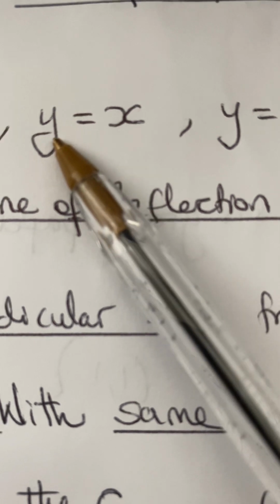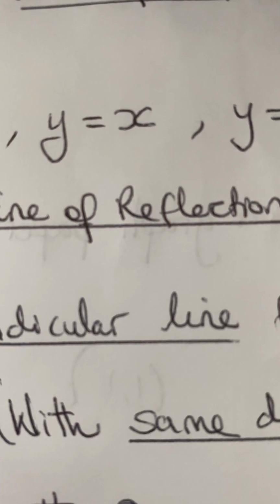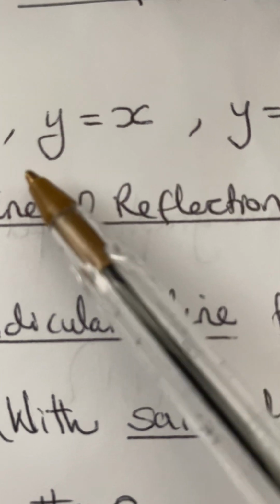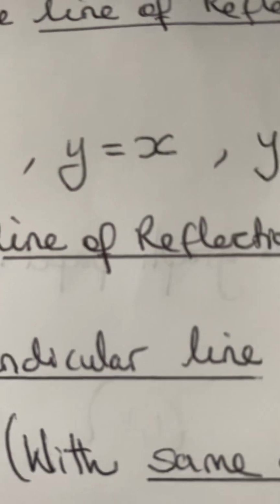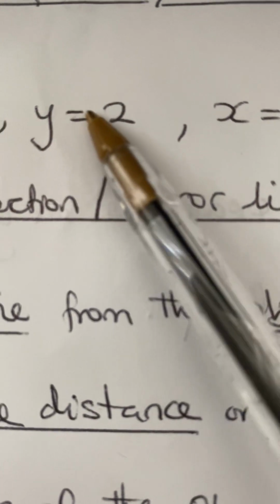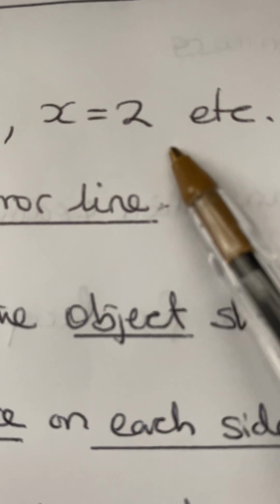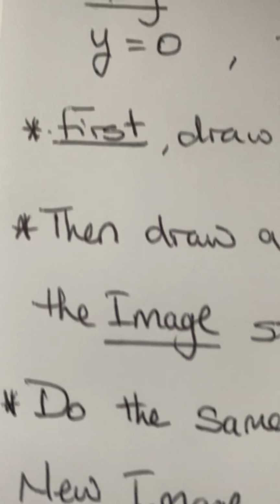So you might have to have points like 1, 1, 2, 2 and plot them. That means the y value equals the x value, so 0, 0. This will be your coordinates. Now you can also have y equals 2. You can also have x equals 2, etc. These are some of the mirror lines you'll be given.